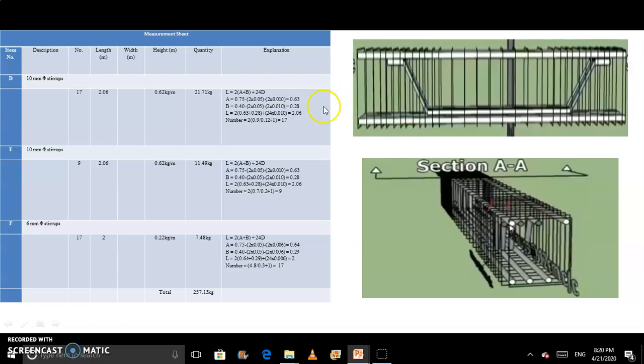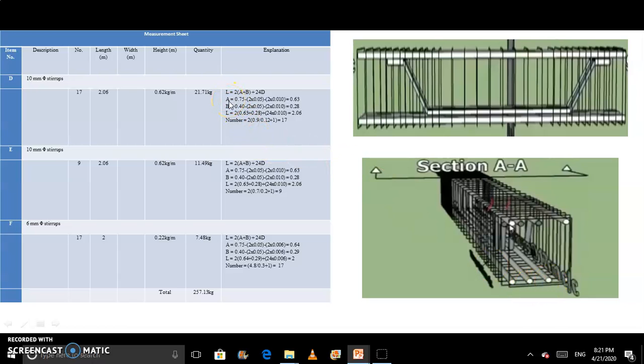So how do we find that? First we know that there is a formula for finding the straight length of a bar, which is 2a plus b plus 24d. Here d is the diameter of the bar. So here we have one stirrup. For example, this is our A, this is our A, this is B and B. So we have to find this length and this length. How do we find this length?